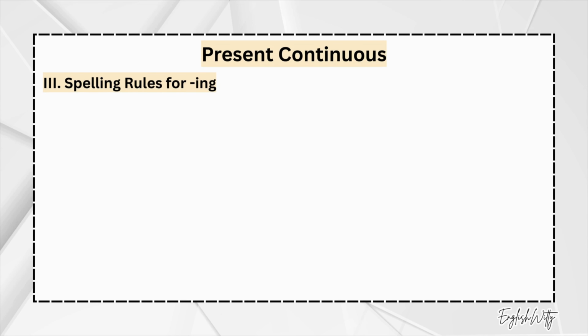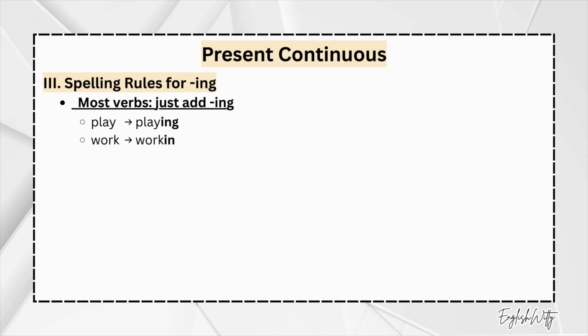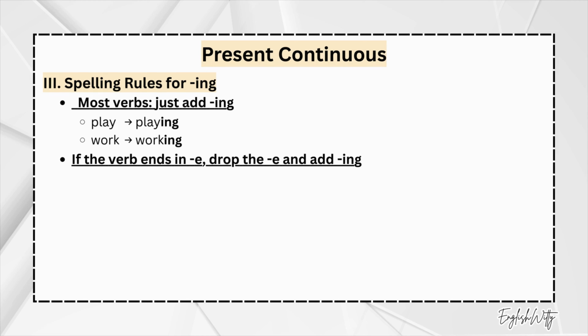Now let's look at how to spell the ing form correctly. This part is simple once you know the rules. First, for most verbs, just add ing. Play becomes playing. Work becomes working. Second, if a verb ends in the letter E, drop the E and then add ing. Make becomes making. Write becomes writing.